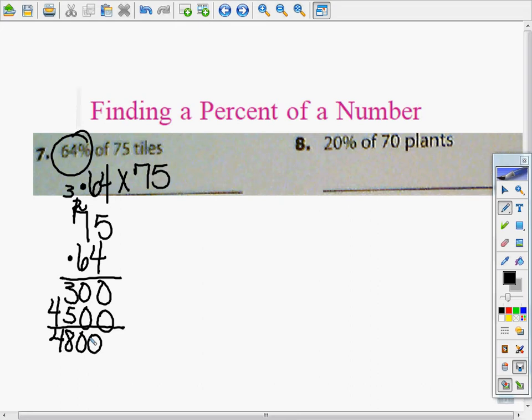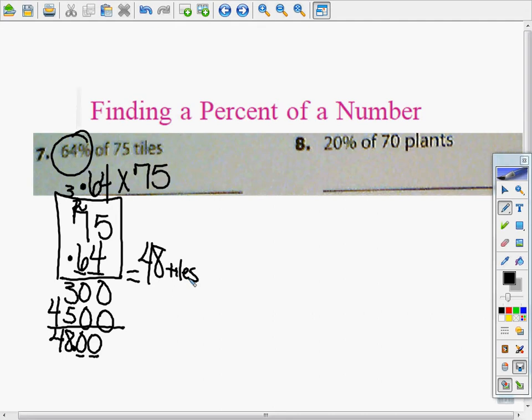However, our answer cannot be 4,800 because that just doesn't make sense. We only had 75 tiles to start with. So, the way that you do that is you check your problem. You count to see how many numbers you have sitting behind the decimal in the problem. There's 1, 2. So in your answer, you make sure you have 1, 2 digits also sitting behind the decimal. So our answer is 48 tiles. 64% of 75 tiles is 48 tiles.